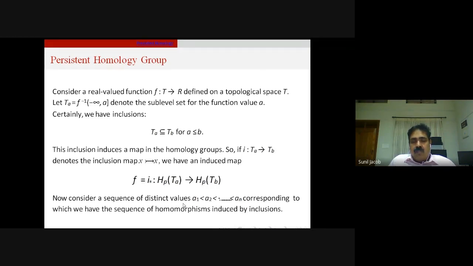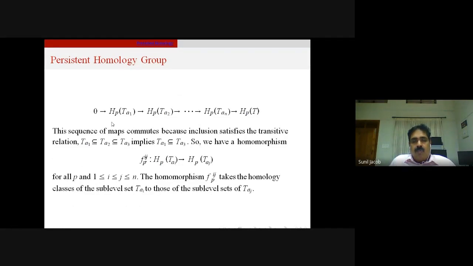Now we have a sequence a1, a2, etc. We have an increasing sequence like this, corresponding to which we have a sequence of homomorphisms induced by inclusions. Since a less than b gives T_a to T_b, similarly for a1, a2, etc. you have homomorphisms like this, in fact starting from a trivial group to the homology group of T_a1, then going to that of T_a2, etc. Now you can see that this inclusion satisfies the transitive property, because whenever you have T_a1 subset of T_a2 subset of T_a3, it implies that T_a1 is a subset of T_a3 also.